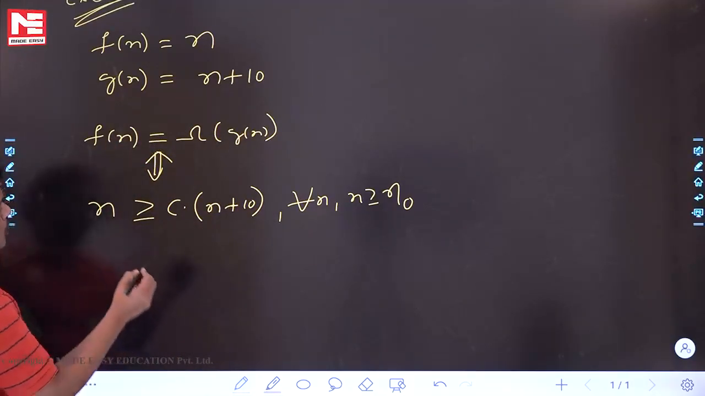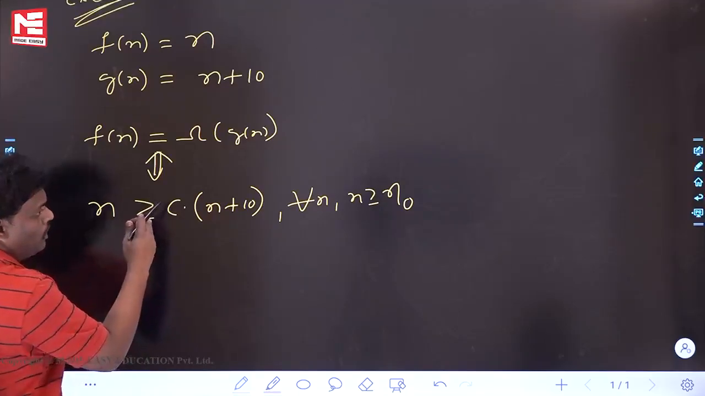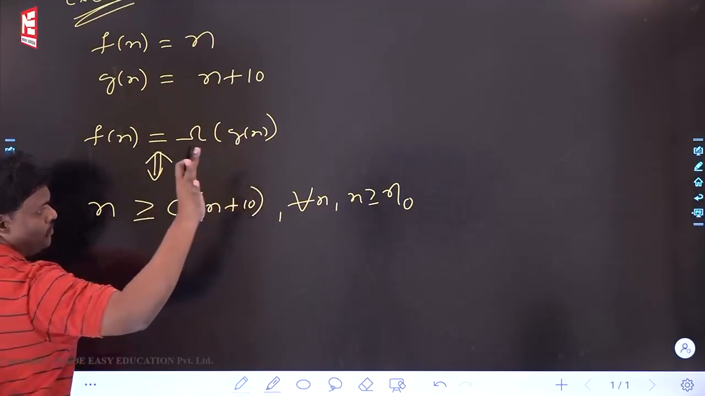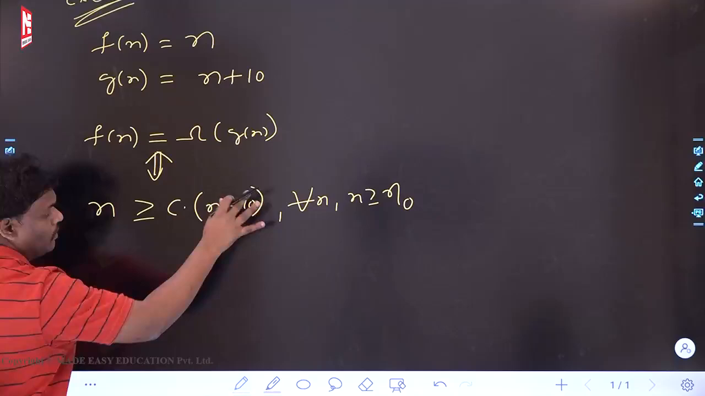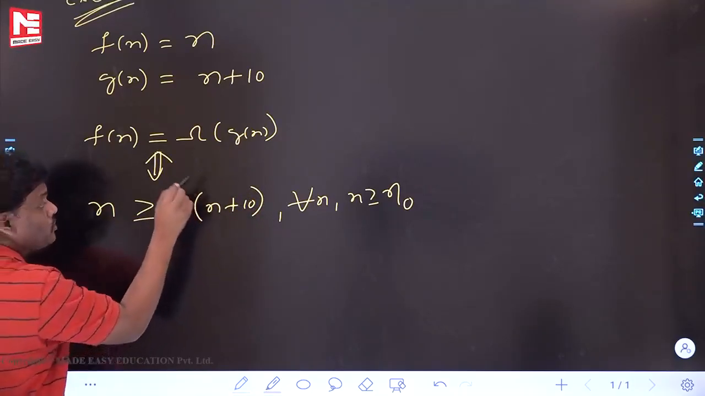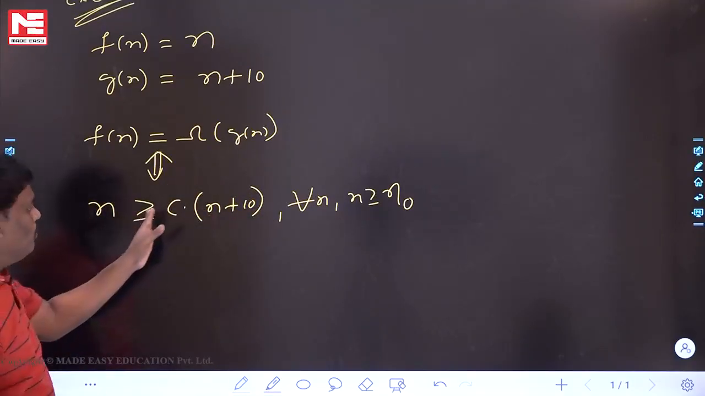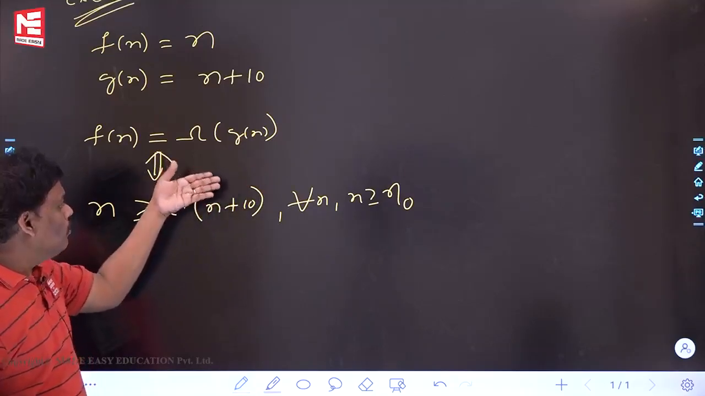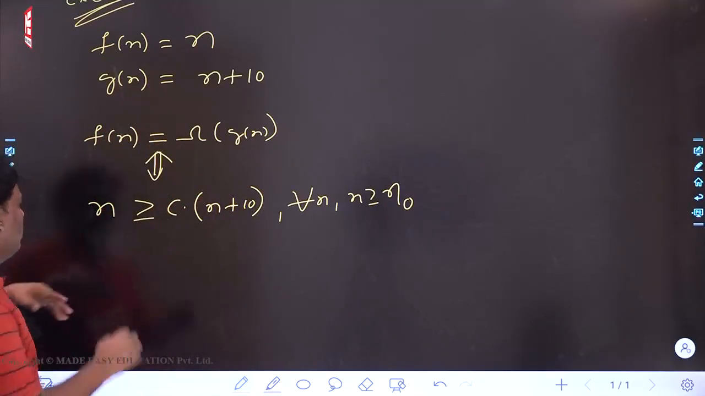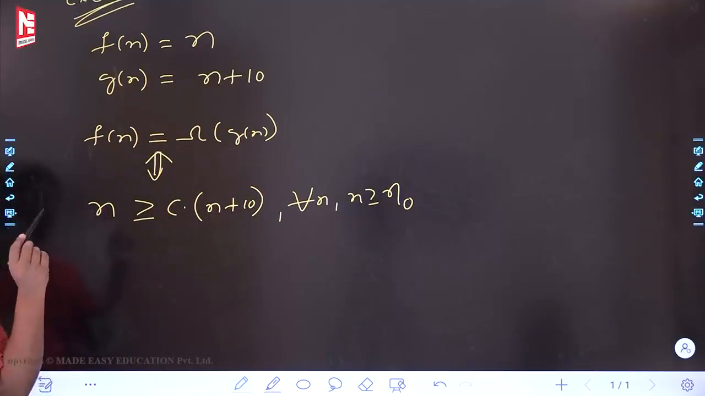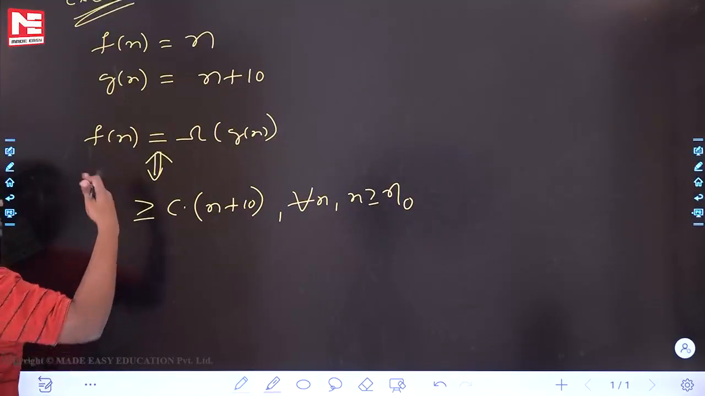Can you help me with one small line now? What is the meaning of big O? Big O means right side greater. What is the meaning of omega? Right side smaller. Omega means right side smaller, which is nothing but this side, left side, is bigger. In the case of the big O, right is bigger.